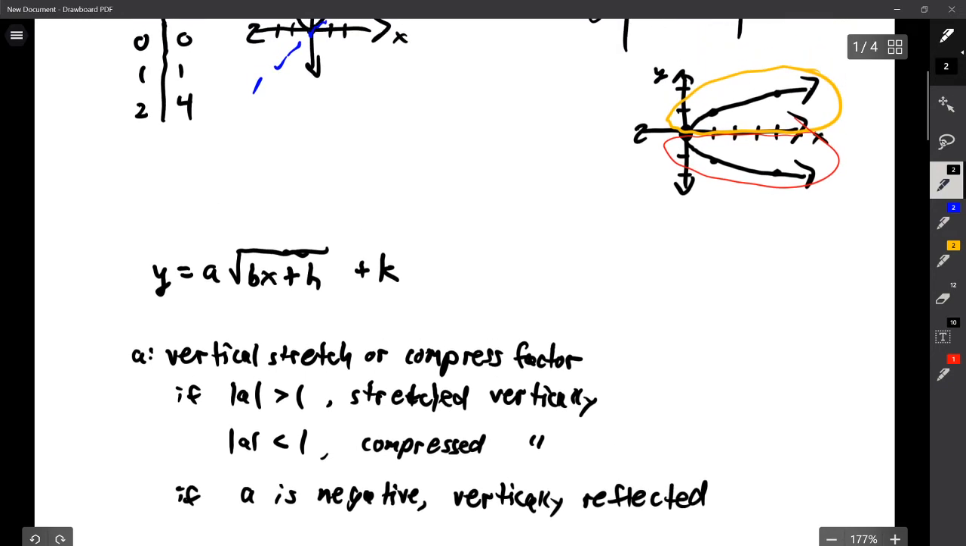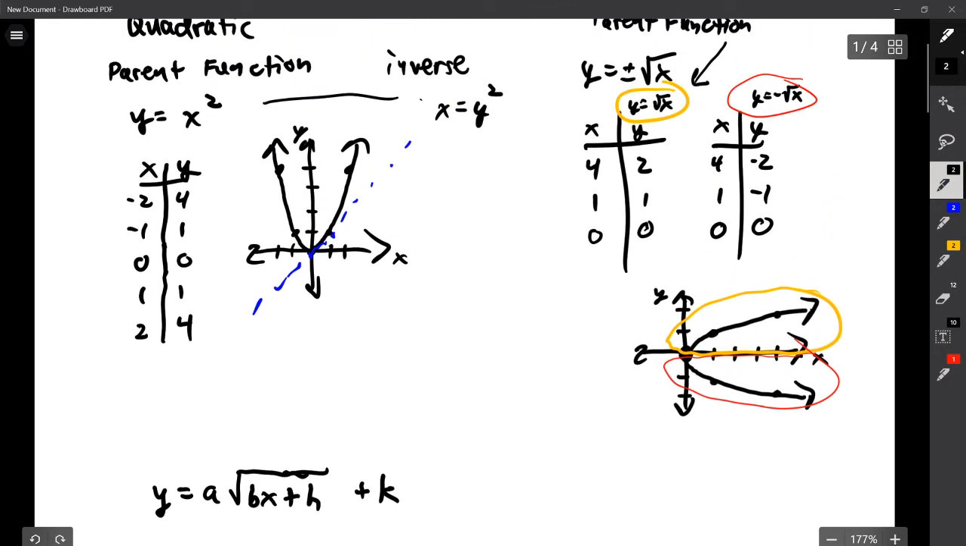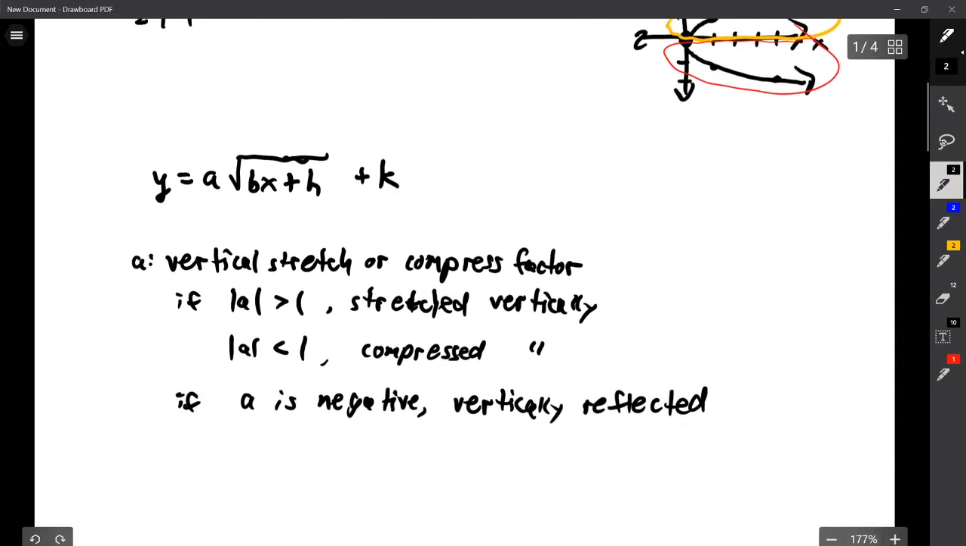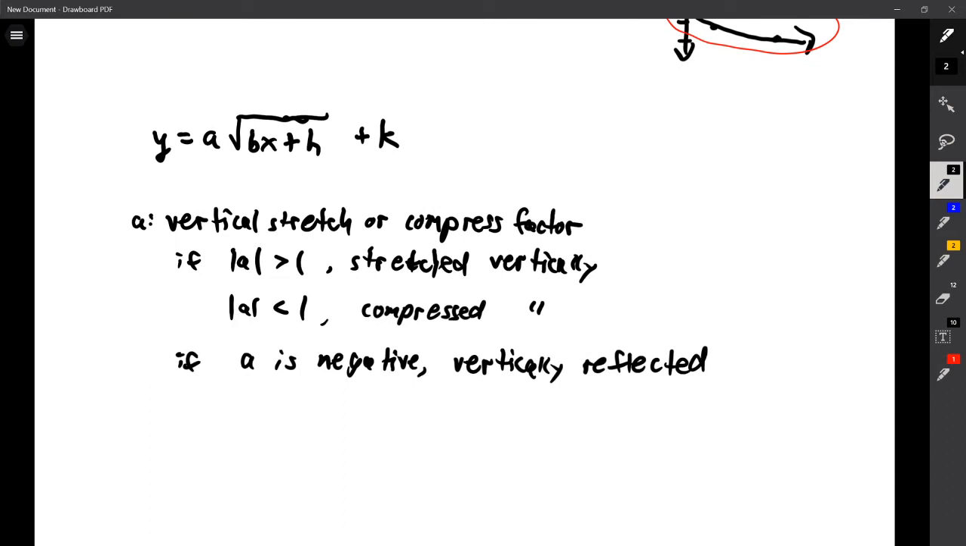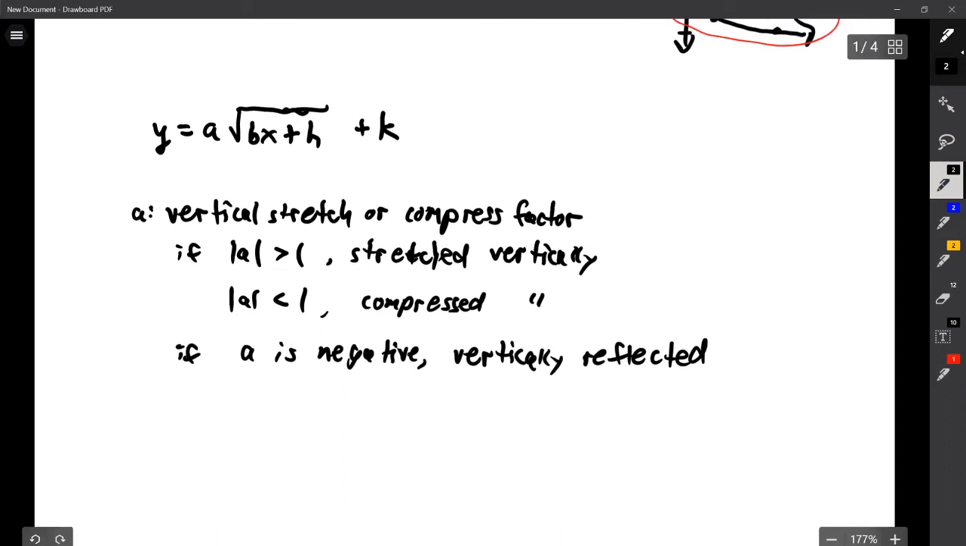And we saw that up here with this red one. When we had y equals the negative square root of x, we got the bottom half of the parabola. Or in other words, it took the yellow one and flipped it upside down to become the red one. Okay? All right, so we had that piece. And then I'm going to say this.